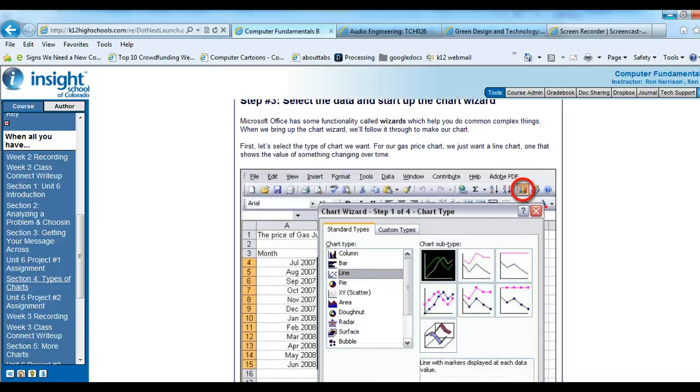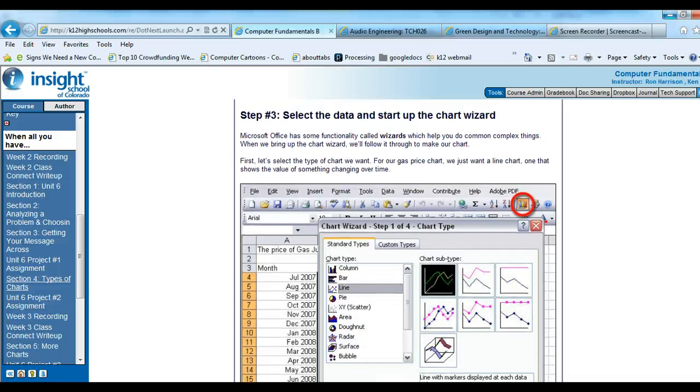Then to create the chart. Well, in Microsoft tools, they have applications that are called wizards. And these wizards help you do complex things. In this version of Excel, they have a charting tool. Now, if you have a different version of Excel, you're going to need to look at something different for charting.